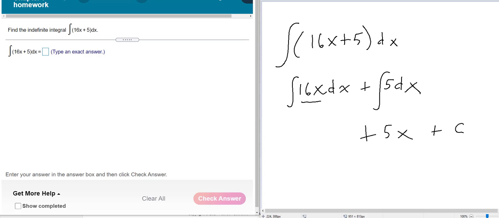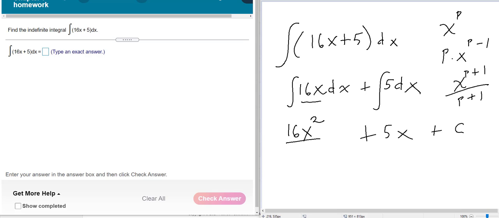So remember what the power rule said. If you have x to the p, we did p times x to the power p minus 1. So we've got to add 1 to the power and divide by the power. So it's going to be x to the power you see plus 1 divided by p plus 1. So we have a 16. That x is to the 1, it's going to be to the 2, but we have to also divide by the 2.